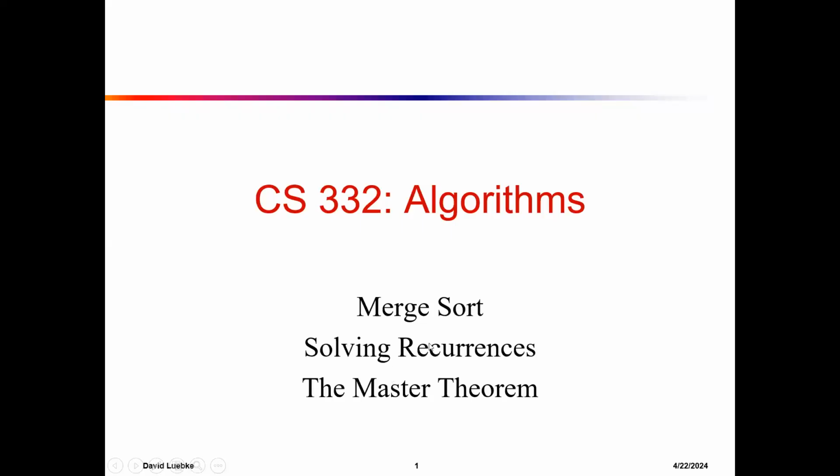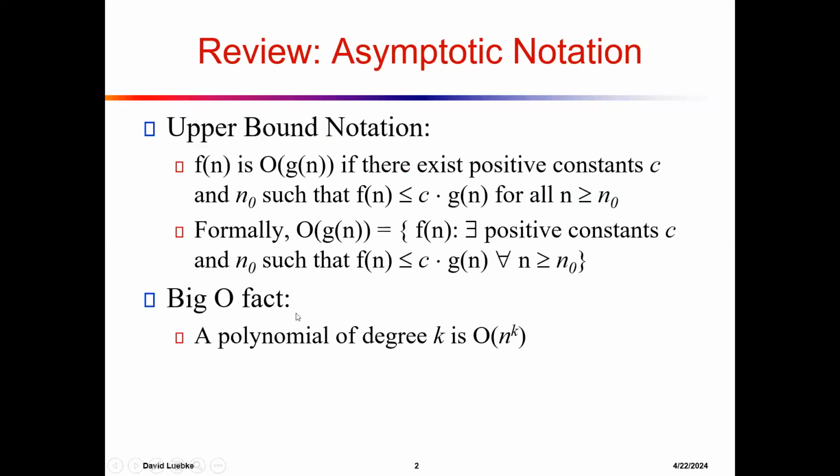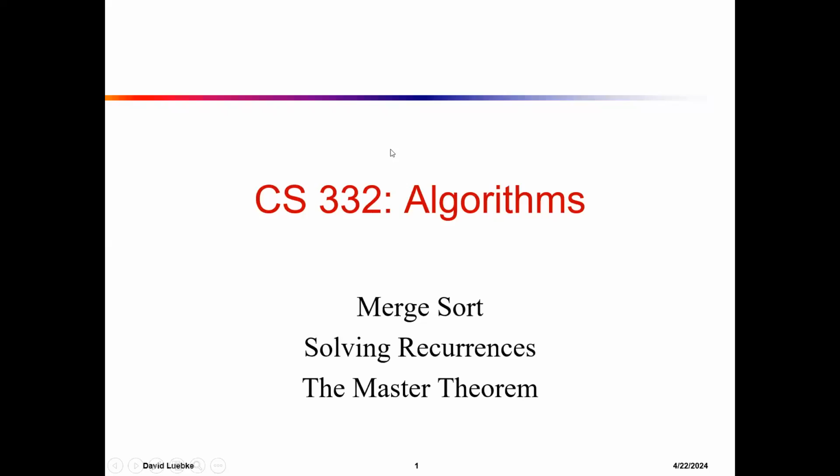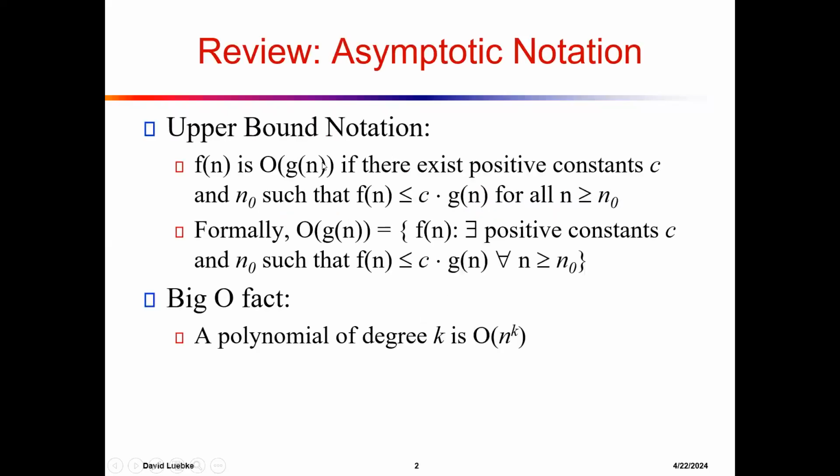So we're looking at some recurrences and so on. Right, now we review asymptotic notation. Remember, upper bound was big O, right?